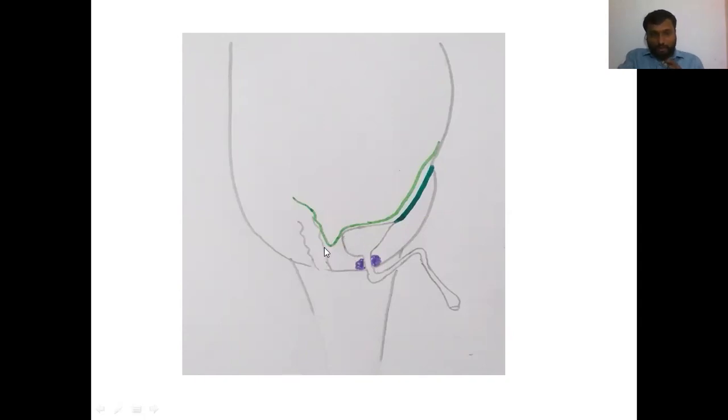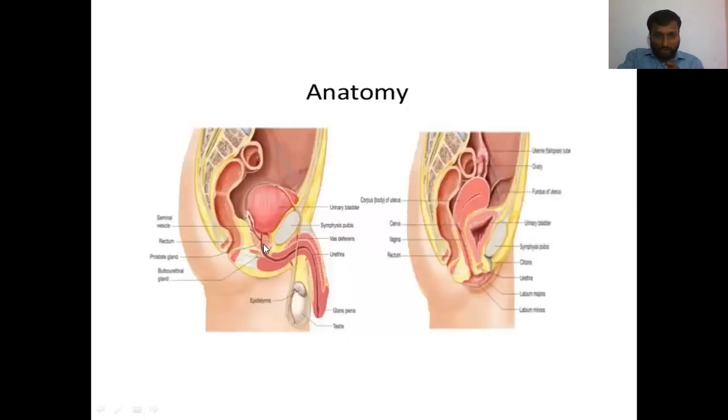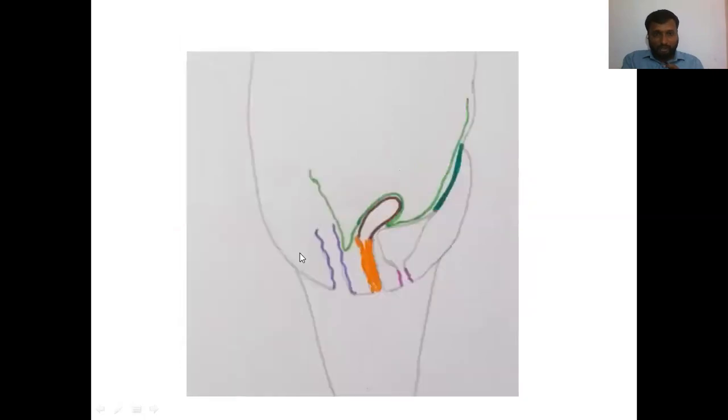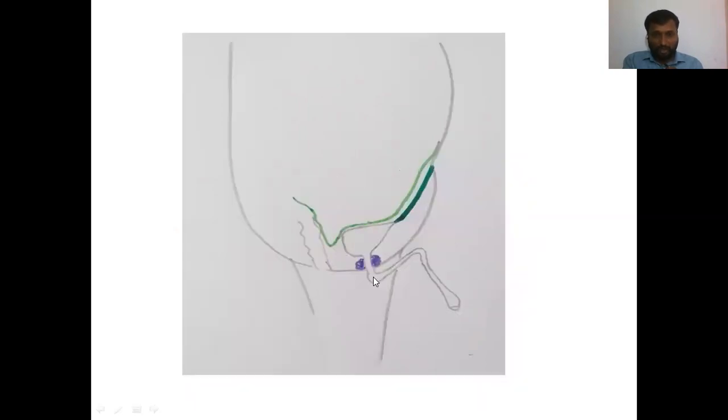Then in males, one more thing is there. See here, we can see the seminal vesicle. You can see a small white colored structure here. That one is a seminal vesicle and a ductus deferens. This ductus deferens or vas deferens is also related to the base. So these are the relations of the base. We'll say it once again. In females, the base is related to the cervix of the uterus and the vaginal canal. In males, it is related to the retrovesical pouch, seminal vesicle, and vas deferens.